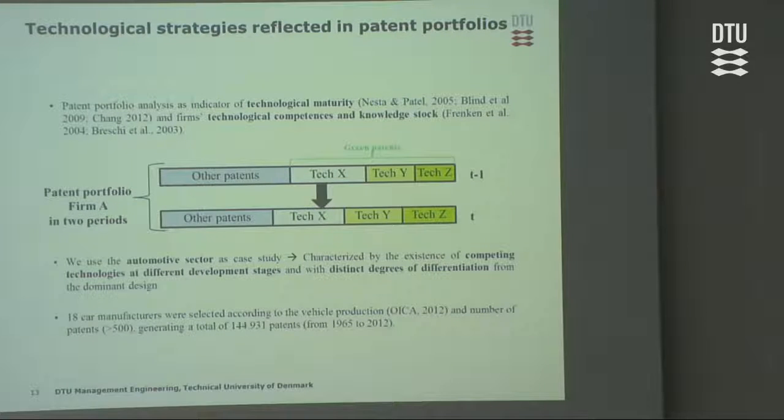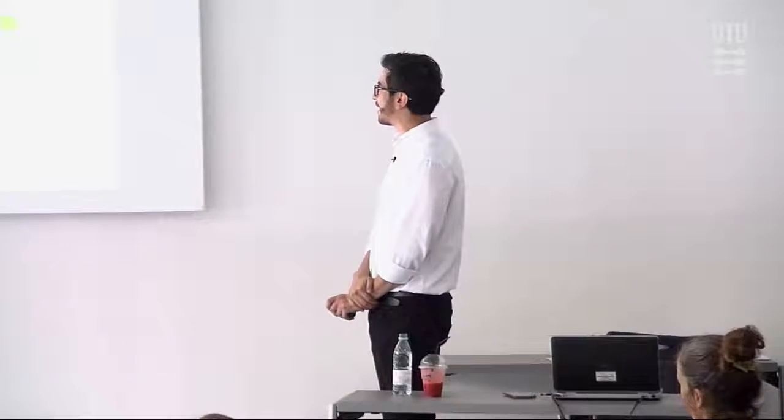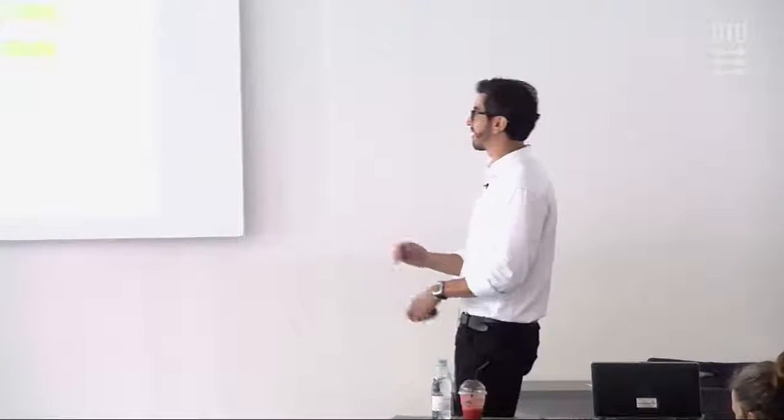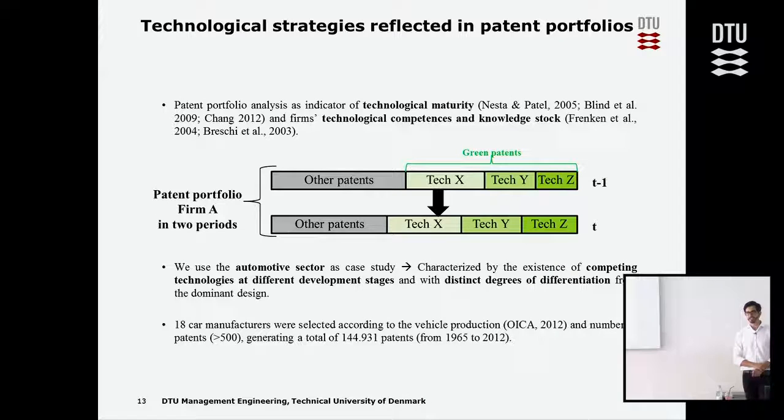So at some point I have to stop and start something else. So I selected 18 manufacturers, generating 140,000 patents. But then how can we recognize which patents are these green patents?